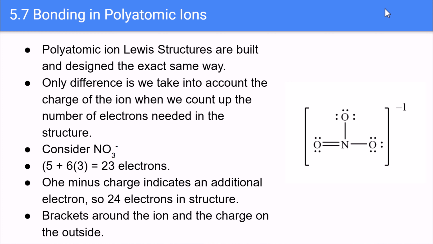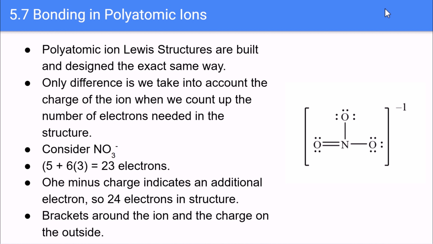Well, it doesn't make much sense to have an odd number because electrons occur in pairs. Odd numbers, it's not a pair. So we need to take a look at the charges that are there. A 1- charge indicates an additional electron. So rather than 23, we have 24 electrons in the structure.